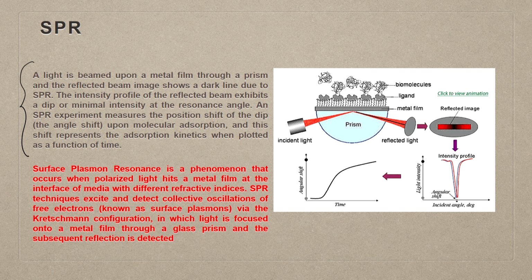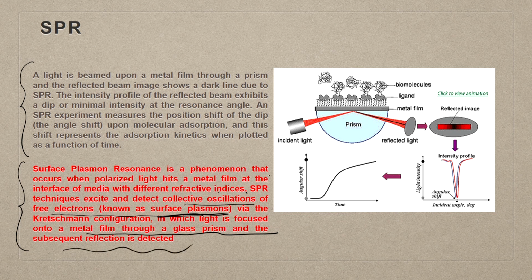So, surface plasmon resonance is a phenomenon. This part in the red I have mentioned. When polarized light hits a metal film at the interface of media with different refractive indices, the SPR technique excites and detects collective oscillation of free electrons known as surface plasmons via Plasmon configuration, in which light is focused onto a metal film through a glass prism and the subsequent reflection is detected.